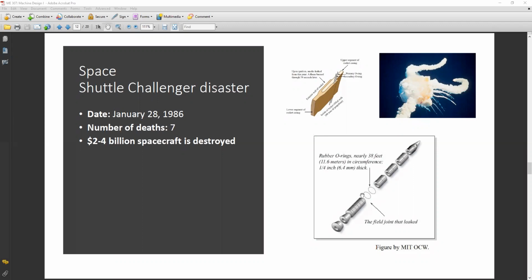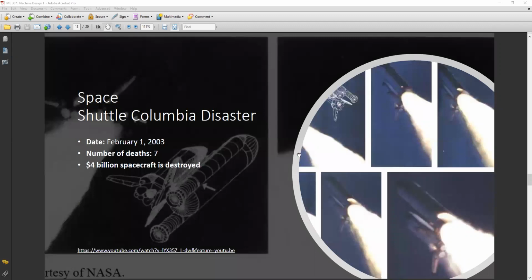So what happened? When this leaked, the whole tank, which has the liquid fuel, which is very explosive, and it has a huge amount of fuel, because the space shuttle needs to burn millions of gallons of fuel to escape Earth's gravity. So when the fuel leaked, it exploded.